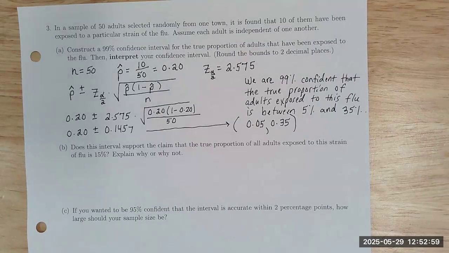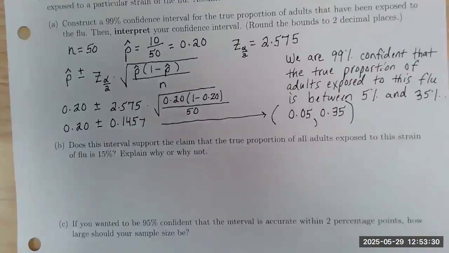That's a pretty wide confidence interval. So let's look at the next question. Does this interval support the claim that the true proportion of all adults exposed to this strain of the flu is 15%? Why or why not? What would you say? Pretend this is your test. You've done all the hard work. This part's not actually supposed to be a hard question, but this stuff messes people up a lot because they're like, I don't know what it wants. I don't know, Jen.